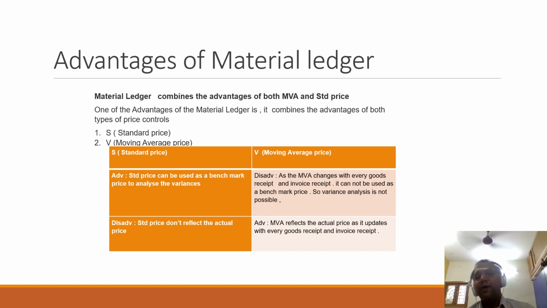Disadvantage: moving average price changes with every goods receipt and invoice receipt. It cannot be used as a benchmark price, so variance analysis is not possible. This is a disadvantage. The standard price doesn't reflect the actual price. In the moving average price, the actual price is updated with every goods receipt and invoice price. So what is the difference? Whether we go ahead with the standard price or the moving average price will be a debatable task.